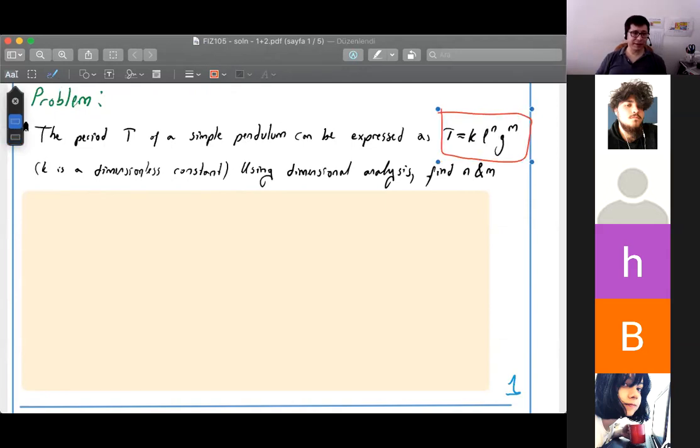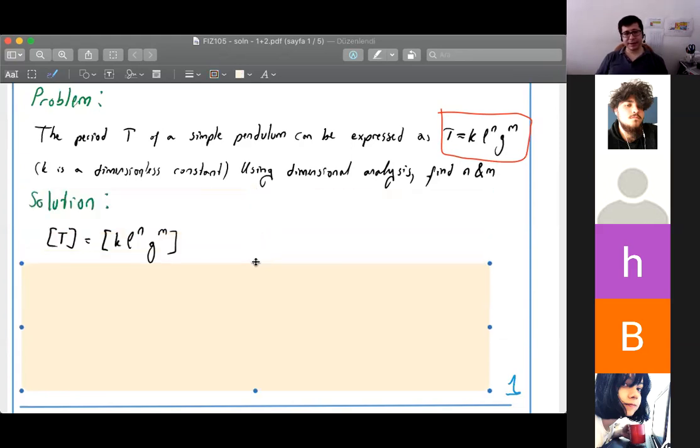L is the length of the pendulum, okay? Şeyin uzunluğu, sarkacın. And G is free fall acceleration, okay? Gravitational acceleration. So we know that this period depends on K, some constant, the length of the pendulum, and free fall acceleration. We just don't know how this dependence is. So we wrote the most general expression, L to the N, G to the M. Now the problem is to find those numbers, N and M. Then I will have a form for this period expression.